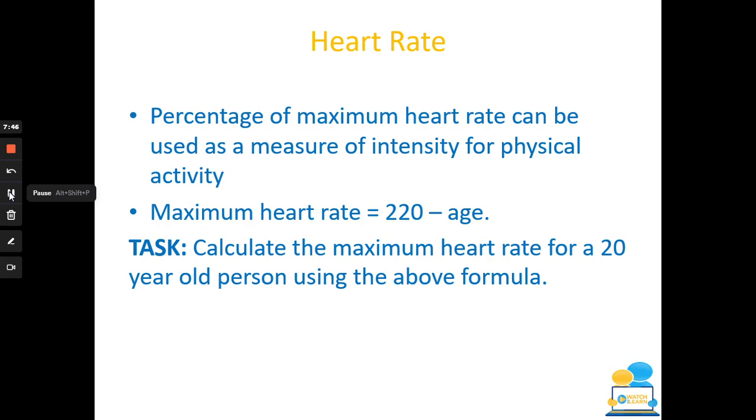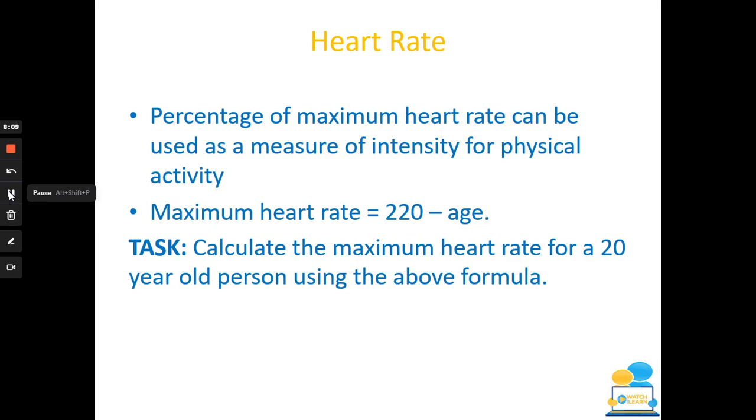So looking at the different intensity measures in a little more detail. Percentage of maximum heart rate can be used as a measure of intensity for our physical activity. So what is our maximum heart rate? The formula that is often used for maximum heart rate is 220 minus our age.